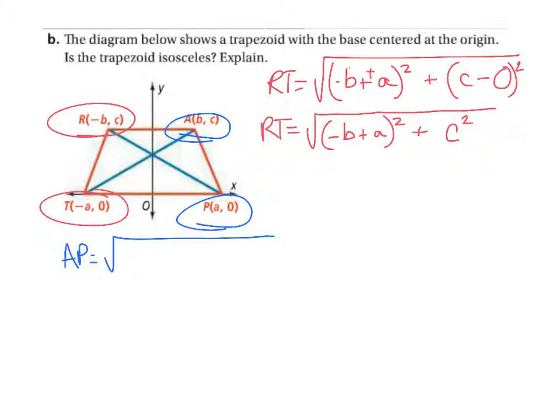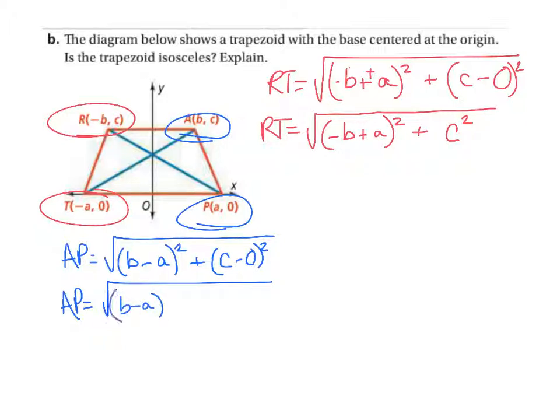All right. These look a little bit nicer, not so many negatives, I guess. And then I'm going to go x minus x, so I'm going to do b minus a squared plus y minus y, c minus 0 squared. So again, I'm just going to leave this as (b minus a) squared plus c squared, and then I'm going to compare.